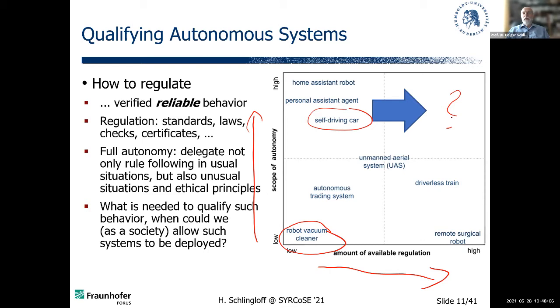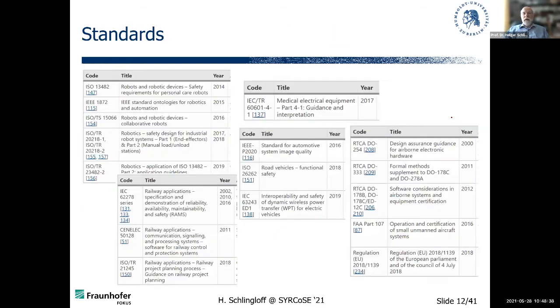So full autonomy means we do not delegate rule following, but also unusual situations and ethical principles. And the question is, what is needed to qualify such behavior? And when would we as a society allow such systems to be deployed? What would be reasonable here to allow such systems to be on the road or on the street or out in public, or for an autonomous trading system on the market?